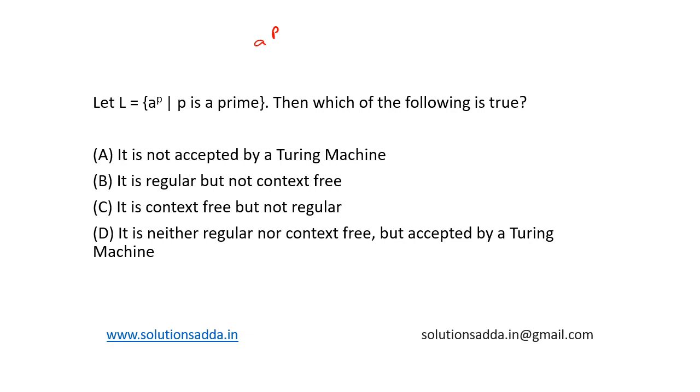Let's see option D. It is neither regular nor context free but accepted by a Turing machine. Yes, this is true, because a power p is not regular or context free. It is accepted by a Turing machine. So option D is the correct answer here.